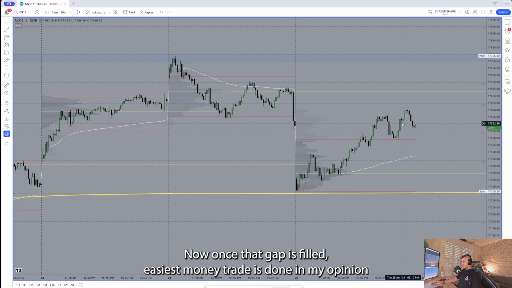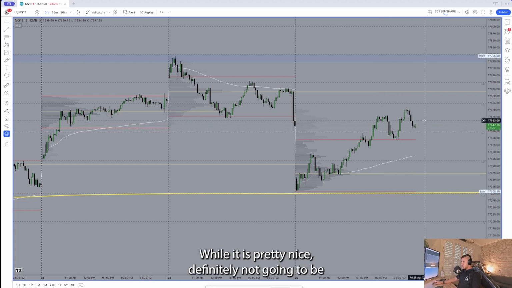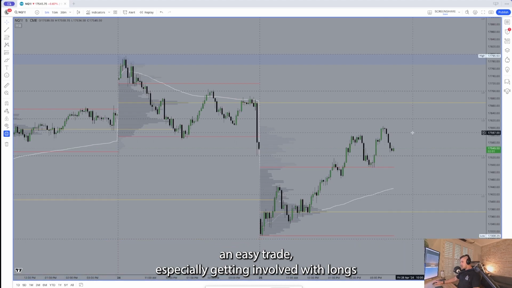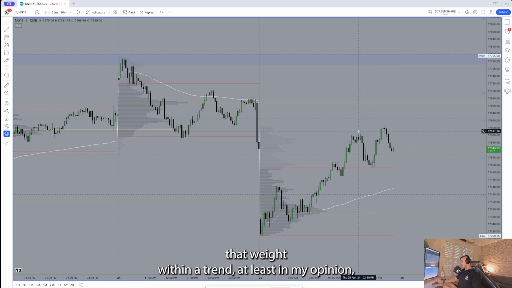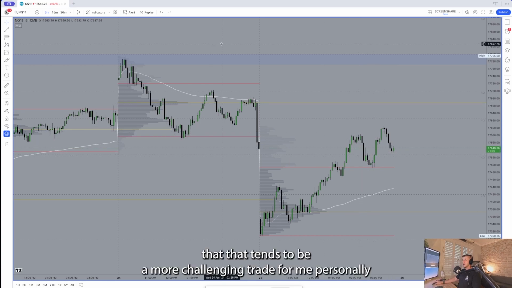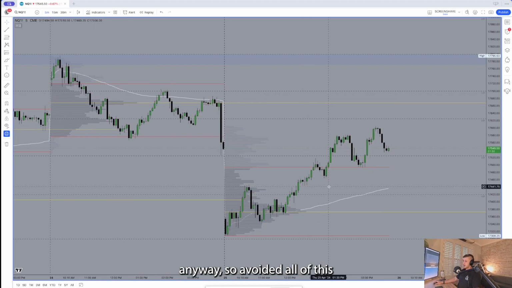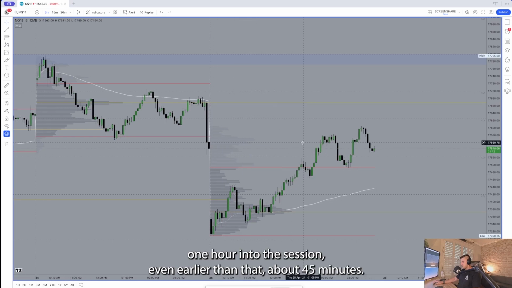Now, once that gap is filled, easiest money trade is done, in my opinion. This little bit of continuation here, while it is pretty nice, definitely not going to be an easy trade, especially getting involved with longs that late within a trend day, at least in my opinion. That tends to be a more challenging trade for me personally anyway. So avoided all of this. Actually, quite frankly, was done 1 hour into the session, even earlier than that, about 45 minutes.